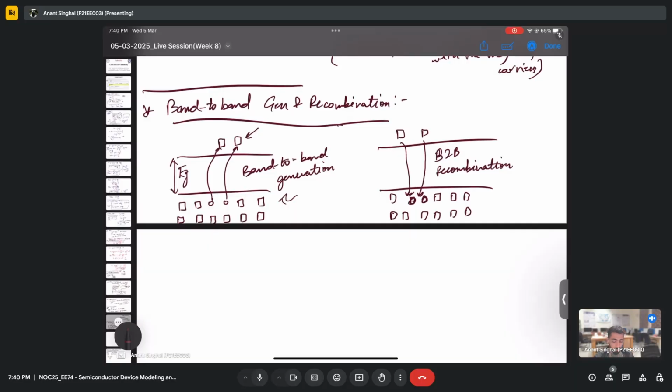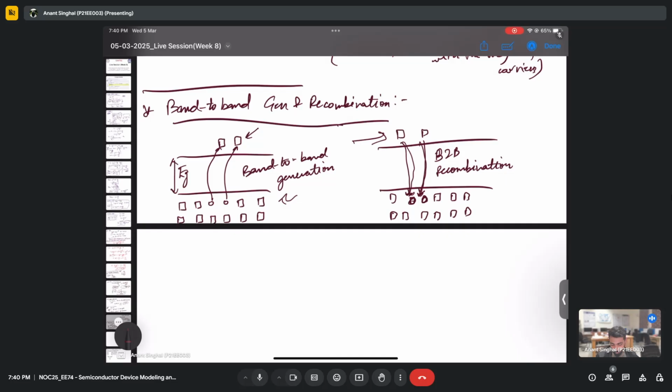And similarly, when an electron makes a transition from the conduction band to the valence band downward, that is what is annihilating an electron hole pair, right? So that is what is called the reverse process, or the band to band recombination. This was the easiest one. Then there are a few more. Let me tell you the most important one.